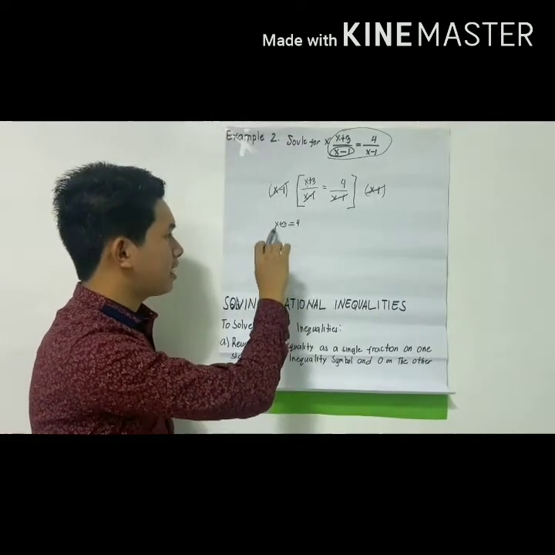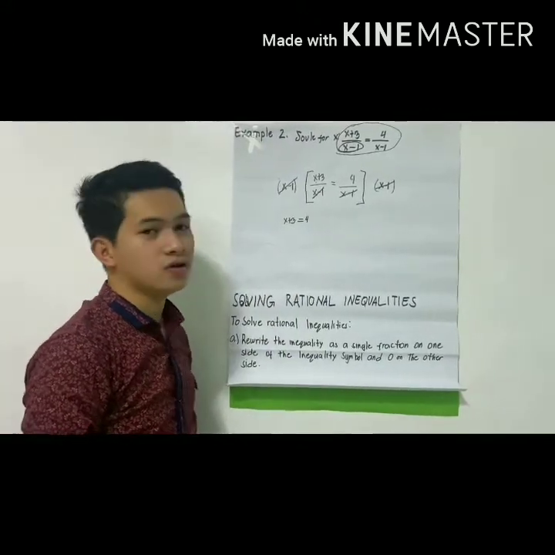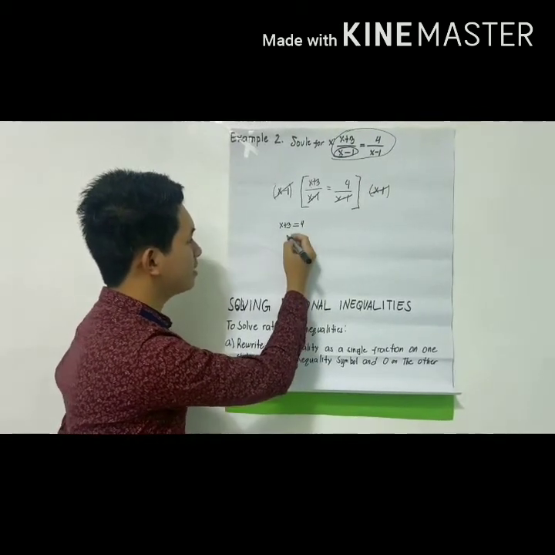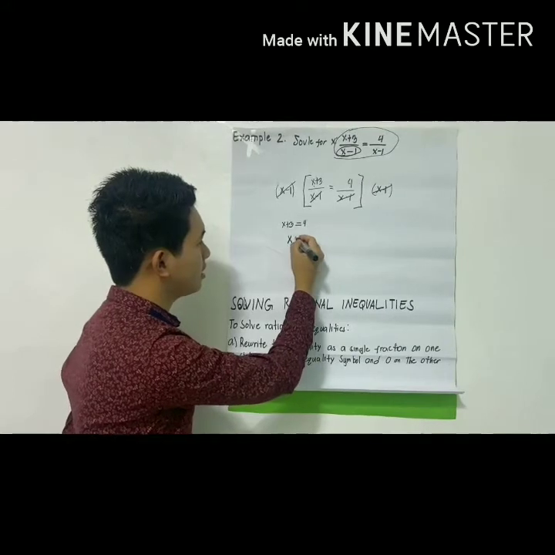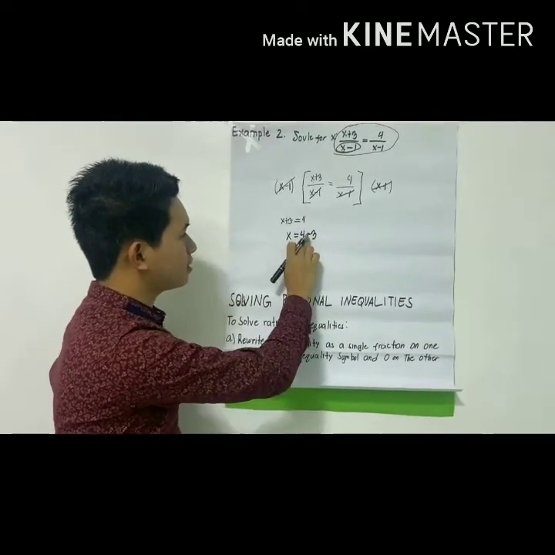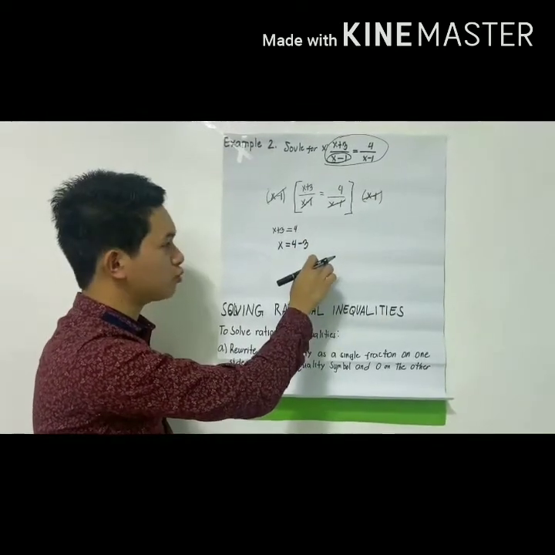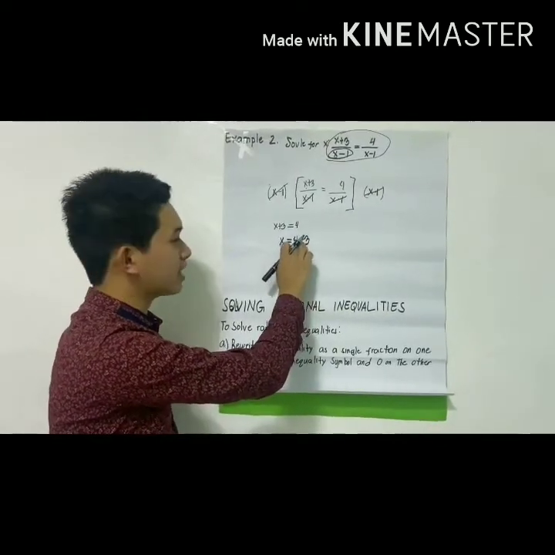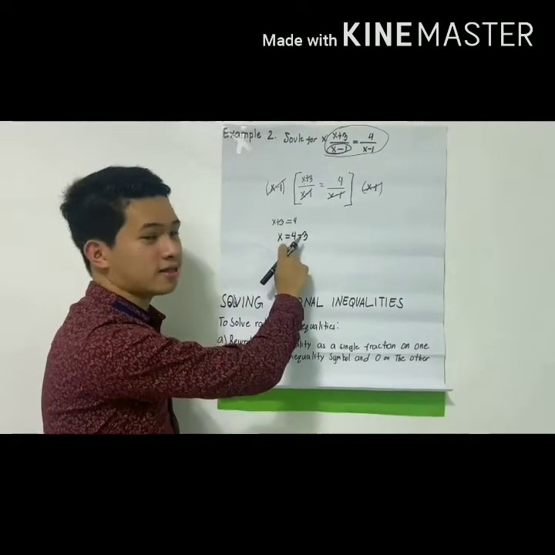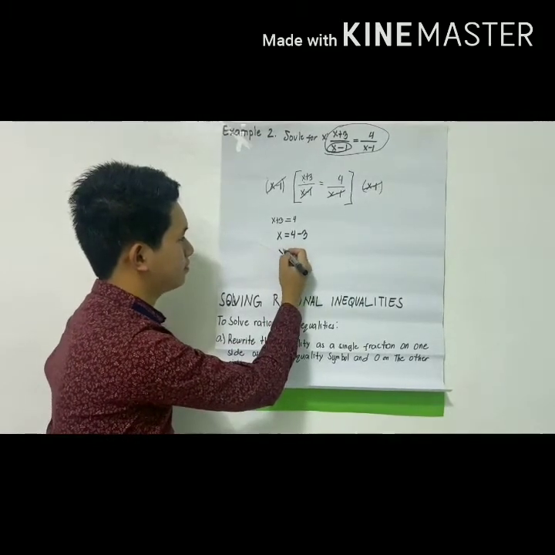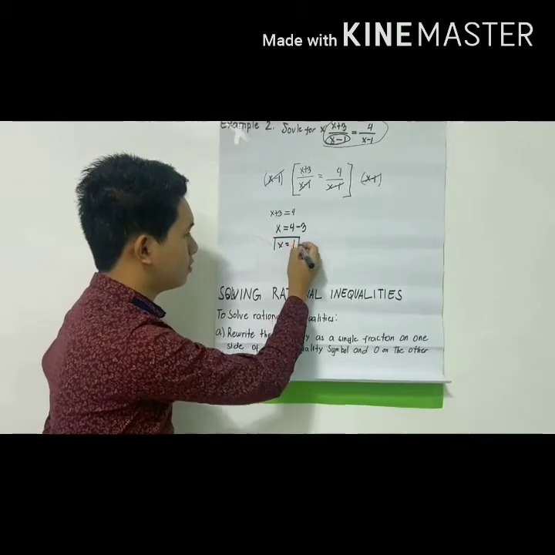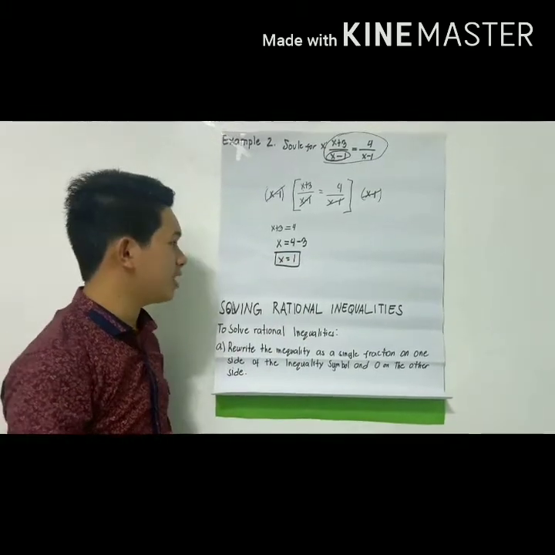Then simplify natin yan para makuha natin yung x. Yung 3 ililipat natin sa right side. Ang mangyayari is x is equal to 4 minus 3. Naging minus yan kasi kapag i-transpose mo sa kabila, magiging negative yung sign kasi positive yung sign niya dito. Then, i-minus natin yan to get the value of x. Then, 4 minus 3 is equal to 1. So, our x is positive 1.